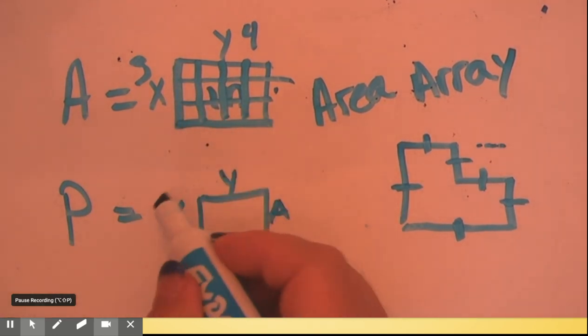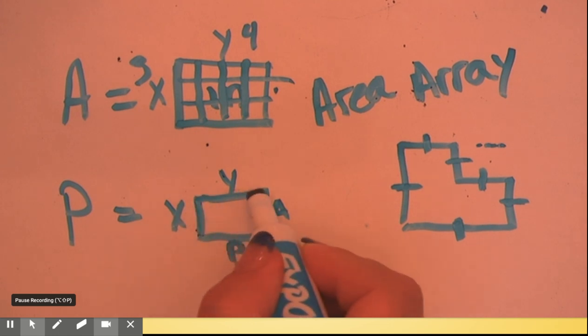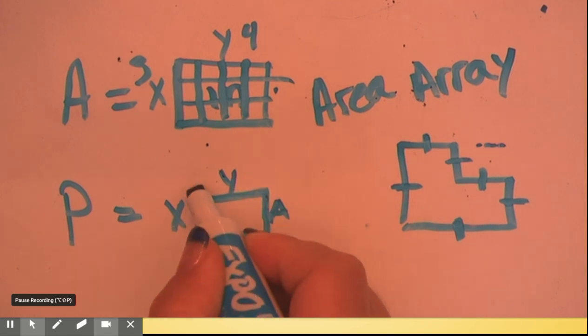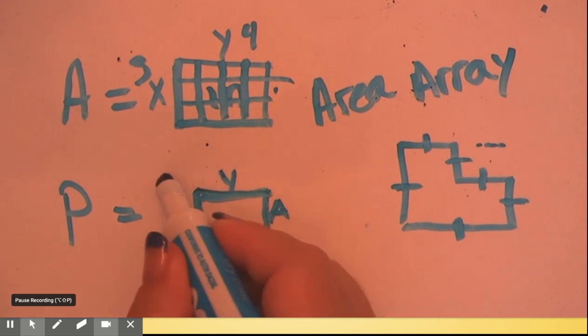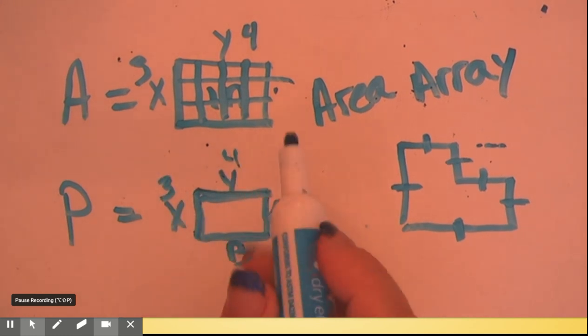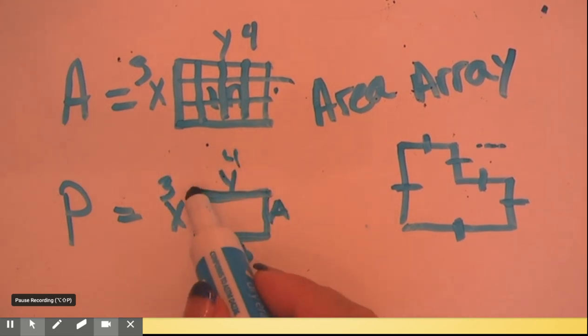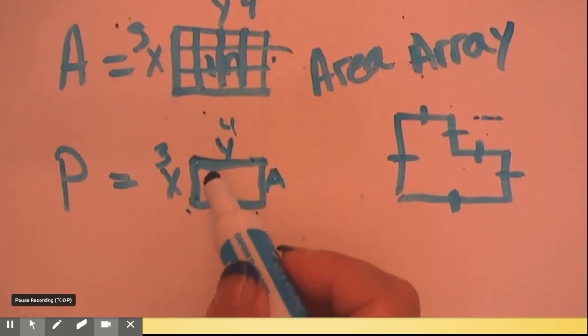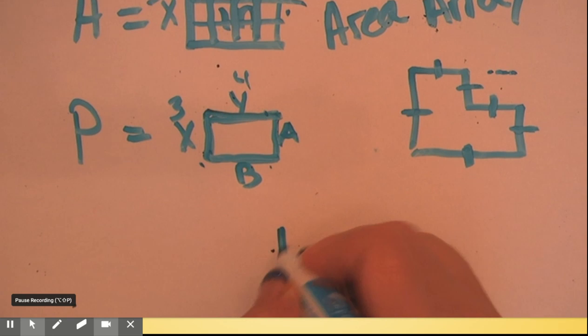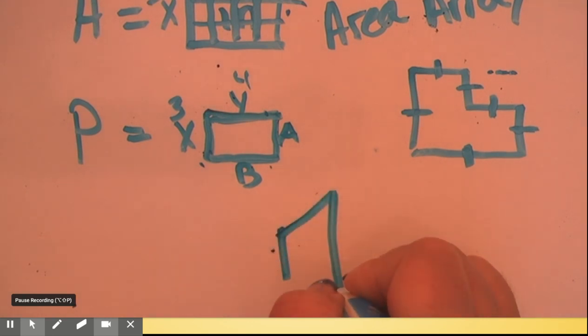Perimeter. Perimeter is the fencing, the outside. And if this was the same rectangle that was up there, and you have 3 here and you have 4 here, you would just have to add this side plus this side plus this side plus this side. Now again, where that gets crazy is when it's not a complete rectangle.